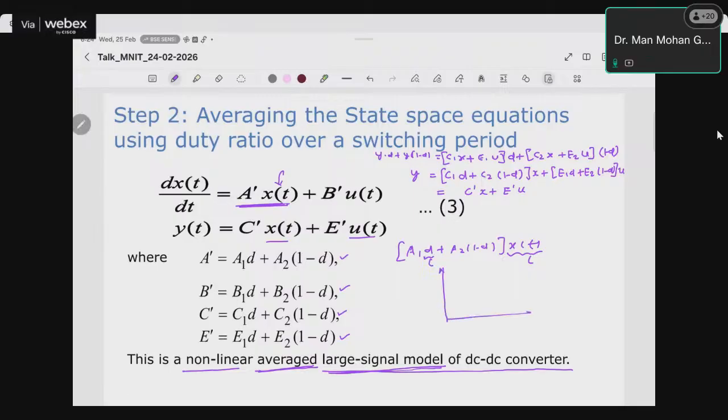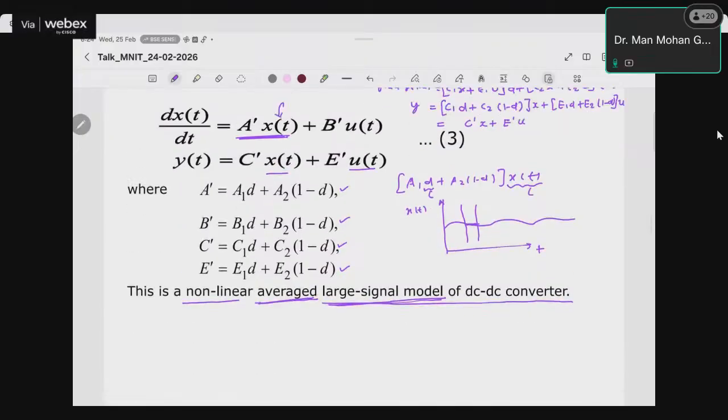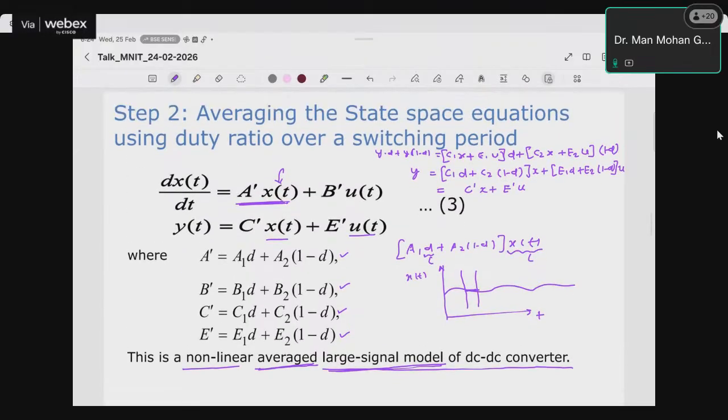Let's say there is some variable x(t), and it is changing in this way. So what we do is select one switching cycle, and within that switching cycle we average this model. That's what averaging is called. So this is step 2. We have done averaging and we got this model.